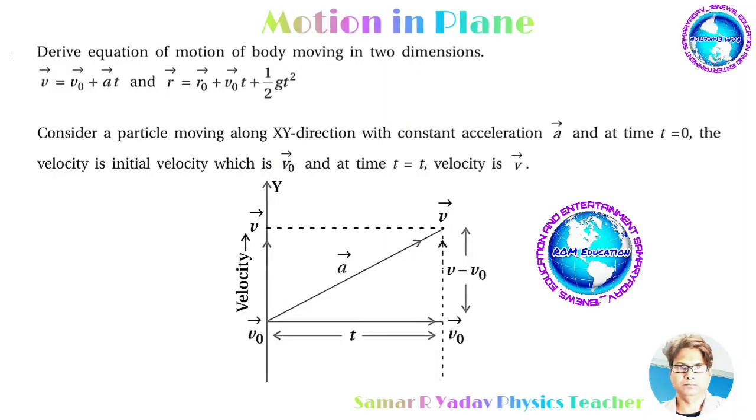Chapter: Motion in a Plane. Now let's see one topic: derive the equation of motion of a body moving in two dimensions. Vector v is equal to vector v0 plus vector a t, and vector r is equal to vector r0 plus v0 vector into t plus 1/2 a t square. Consider a particle moving along the xy direction with constant acceleration.